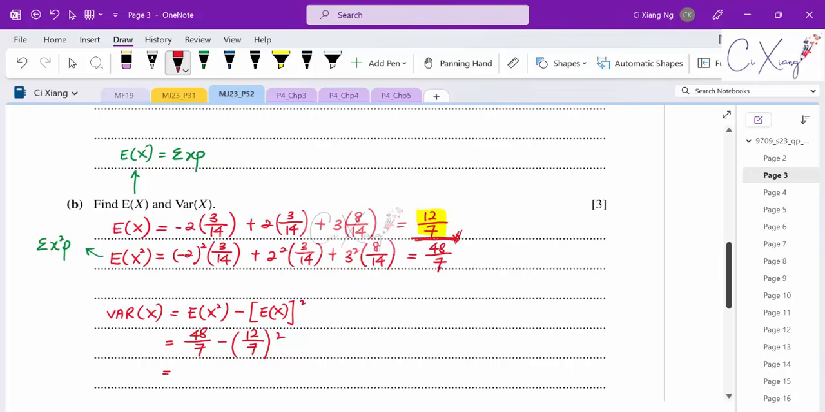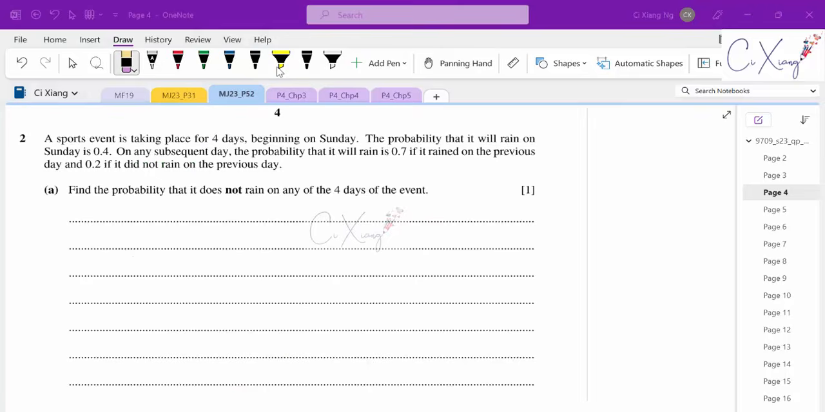So if you didn't make any careless mistake, the value for the variance should be 192/49. So I will keep it in fraction form. Of course, if you want, you can change it to 3 significant figures. Okay, so this is how we answer question number 1.